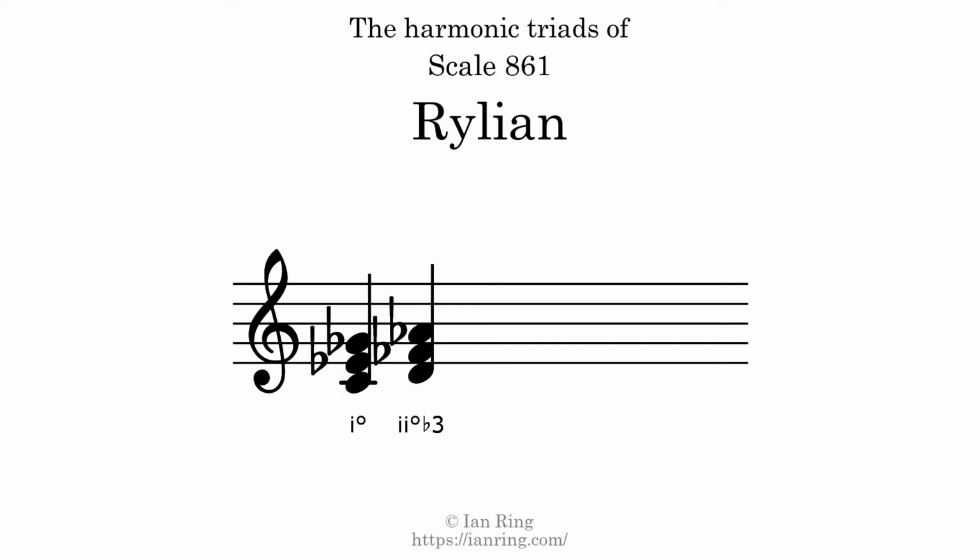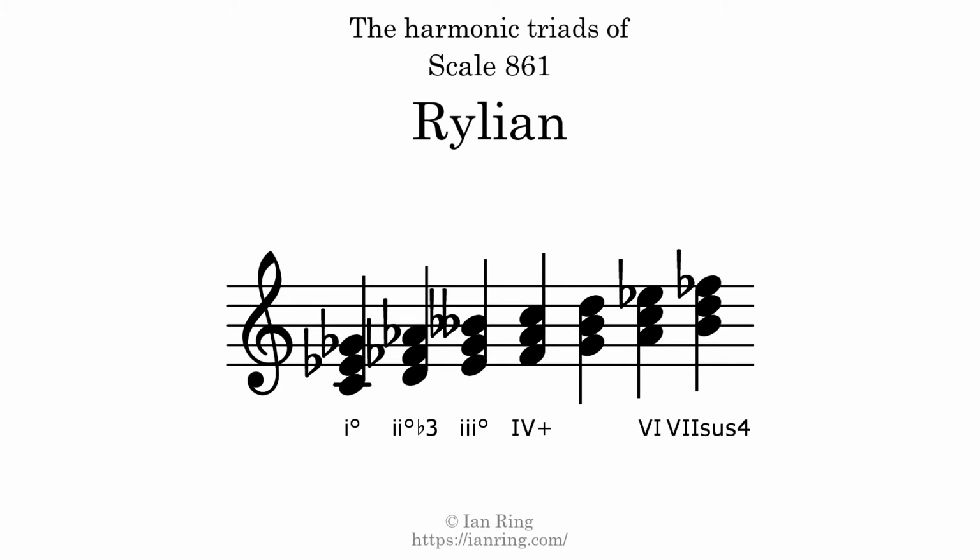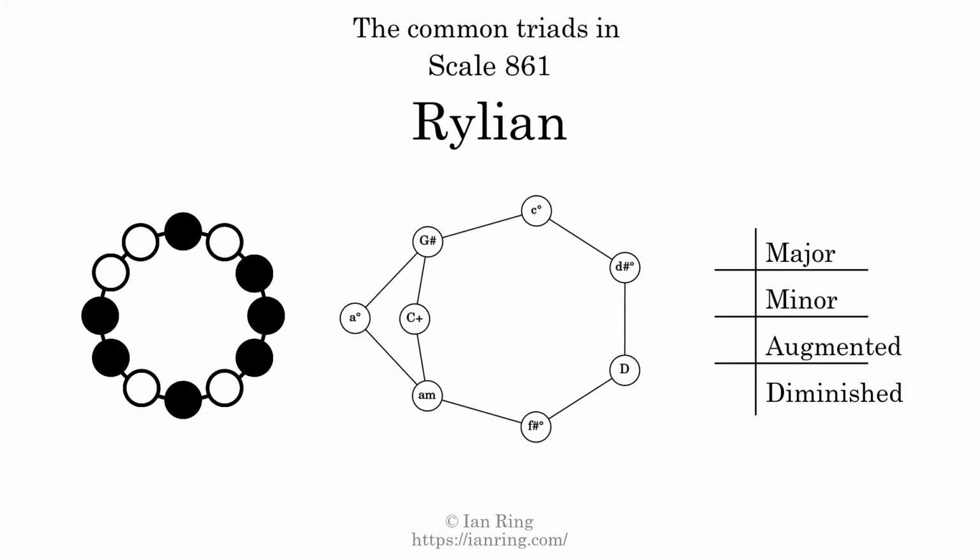Diminished. Diminished flat 3. Diminished. Augmented. Unnamed. Major. Sus 4. Here are the common triads present in this scale. The diagram in the center is a graph of parsimonious voice leading between triads. There are 2 major triads. There is 1 minor triad. There is 1 augmented triad. There are 4 diminished triads. Here is a Hamiltonian path of parsimonious voice leading that uses all the triads.